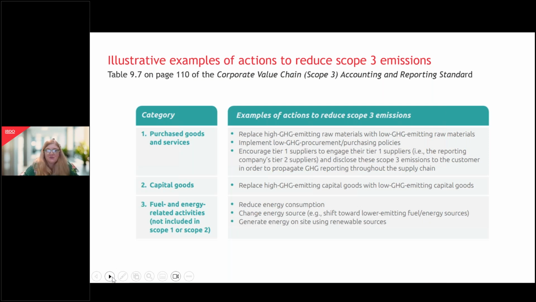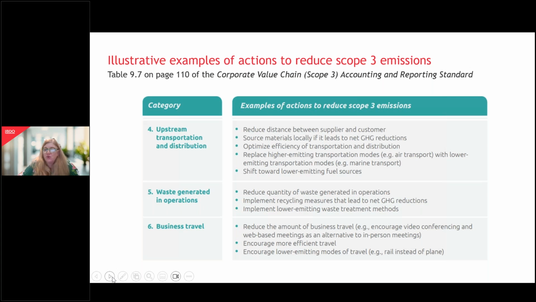Another way to address that third one. What about upstream transportation and distribution? Reduce the distance between the supplier and the customer. Source materials locally if it leads to net GHG reductions. Optimize efficiency of transportation and distribution, including storage.